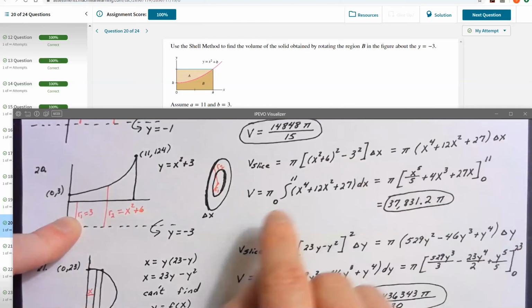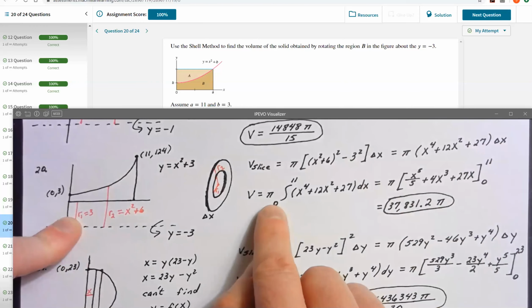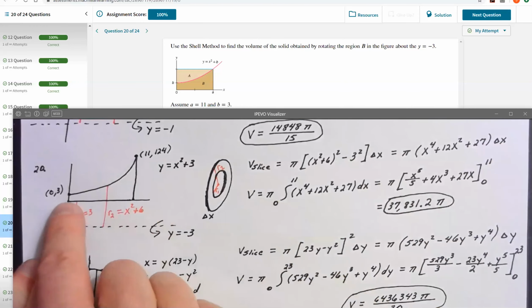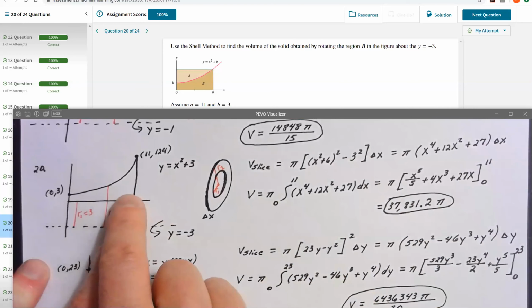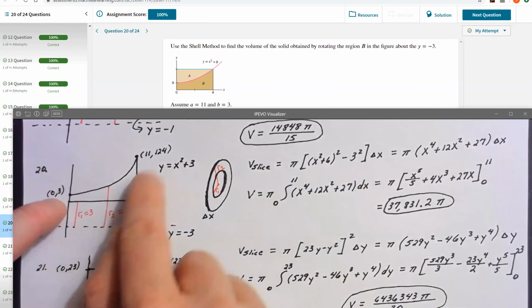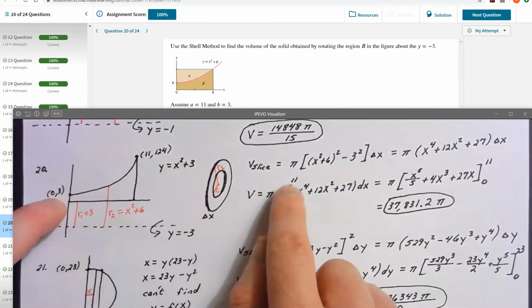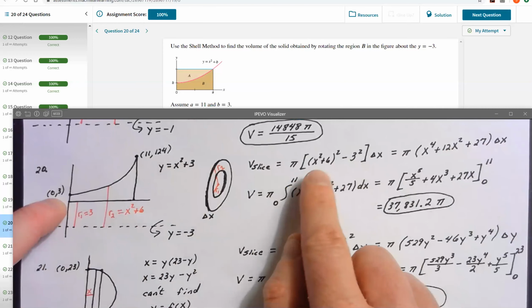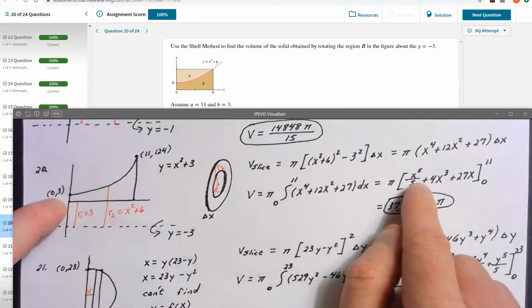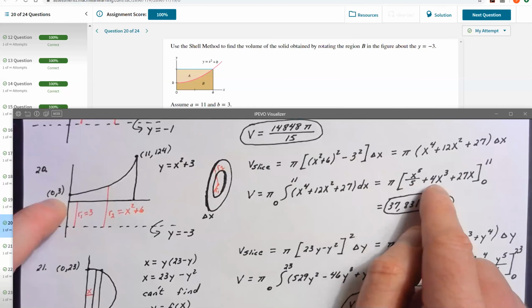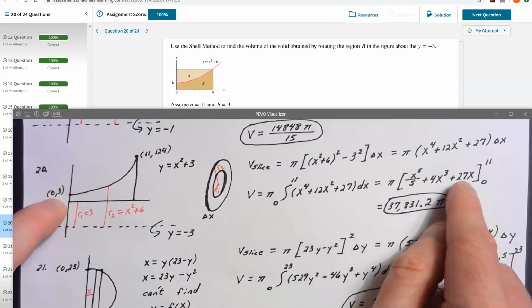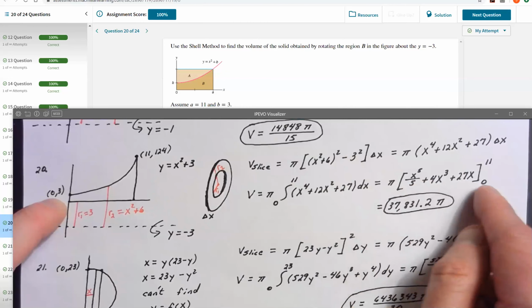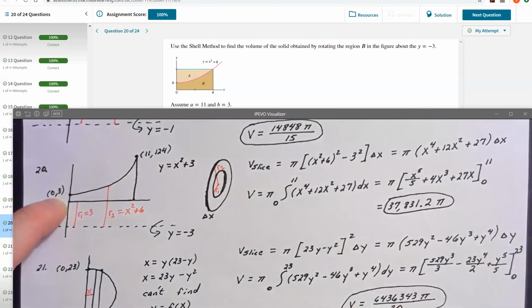And so we said whenever we put this into an integral, we have to remember to integrate from where the slices would begin to where the slices end, and that's from 0 until 11. So we get pi times the integral from 0 to 11 of my polynomial representing the individual slice. I integrate that with respect to x to get 2x to the fifth over 5 plus 4x cubed plus 27x. We're now evaluating that from 0 to 11.